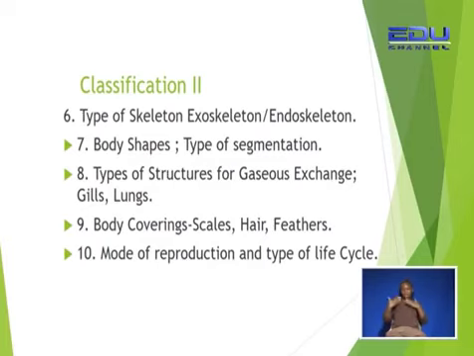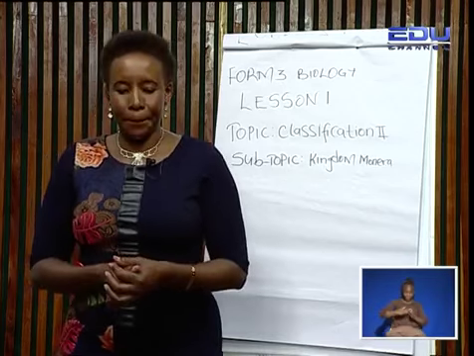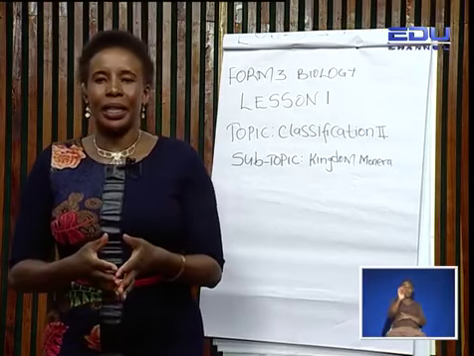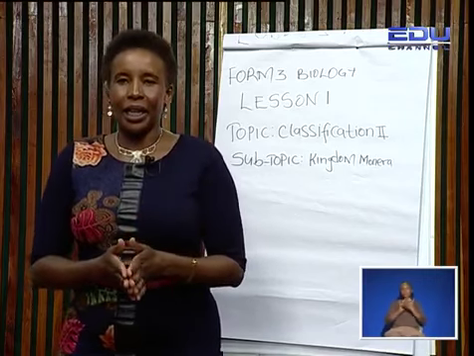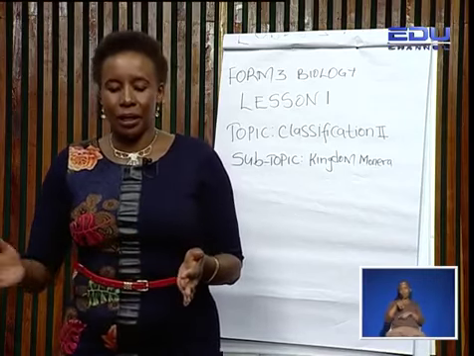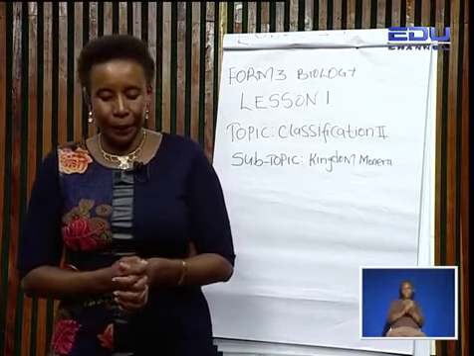The body shapes, some of them are segmented. So we have some which have more than 1 segment. Others have 3 segments, and others have very many segments on their bodies. For example, a grasshopper has 3 segments. That is the head, the thorax, and the abdomen. An organism like a spider has 2 body parts, and others like earthworms have several segments on their bodies.